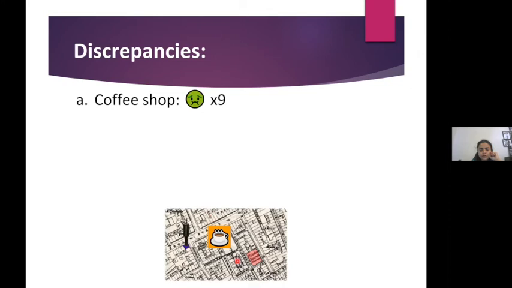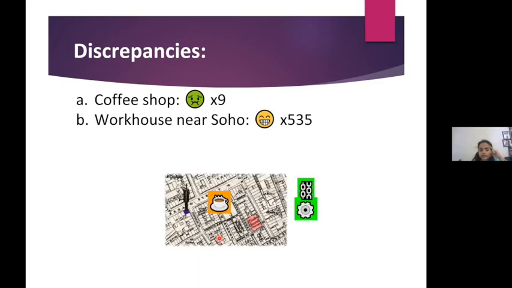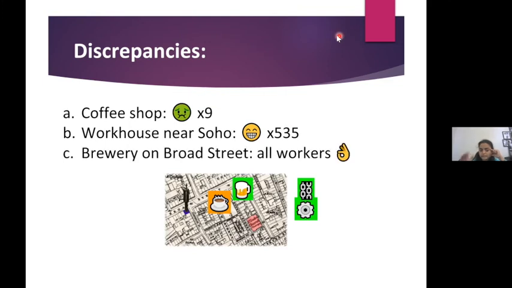First of all, there is a coffee shop here, right by the pump, and there are 9 people sick. Not dead, but sick in this coffee shop. That seems kind of coherent, right? The coffee shop is near the pump and hence these people got sick. There's a workhouse near Soho, and here's the workhouse in this area. There are 535 people working in this workhouse. None of them are sick. Does not add up. Brewery on Broad Street. Here is your brewery, very near the pump. And all workers are fine. Nobody is affected. Does not add up.